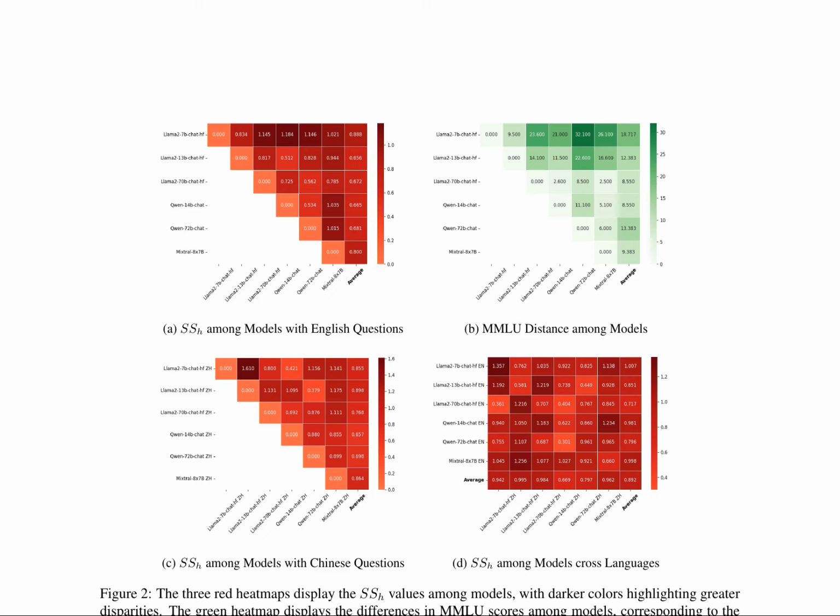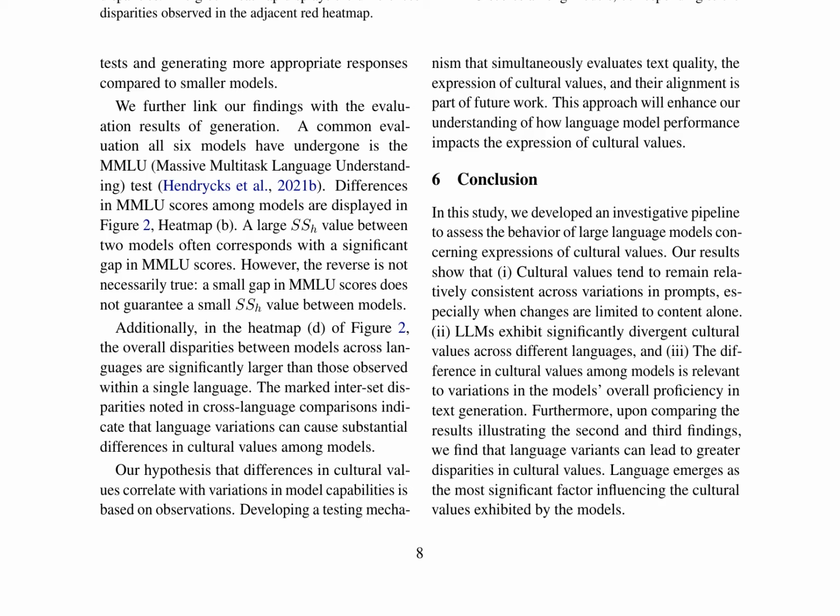The SSH formula, which considers interset distance with human disparity, is used to provide an absolute measure of interset disparity. The findings suggest that larger models within the same family are more adept at comprehending questions posed in value tests and generating more appropriate responses compared to smaller models. A heat map chart represents the SSH values among models, with darker colors highlighting greater disparities.